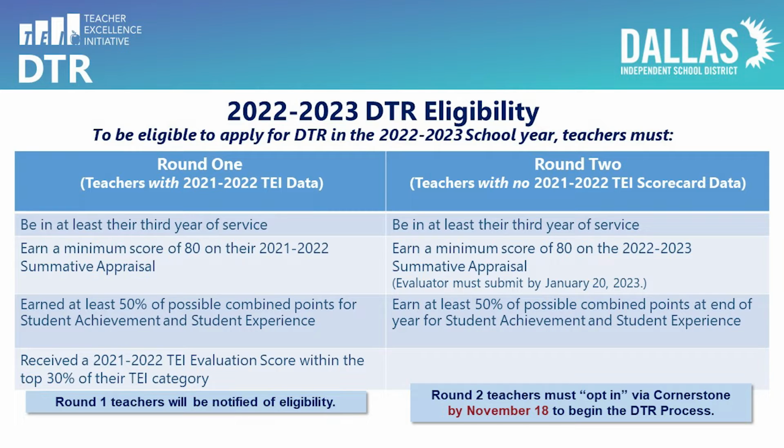Teachers without prior data will apply in the spring, and they must meet the following criteria: be in at least their 3rd year of service, earn a minimum score of 80 on the 2022-2023 summative appraisal. The teacher's evaluator must submit an early appraisal by January 20th, 2023. Earn at least 50% of possible combined points at the end of the year for student achievement and student experience. Round 1 teachers will be notified of eligibility. Round 2 teachers must opt in via Cornerstone by November 18th to begin the DTR process.